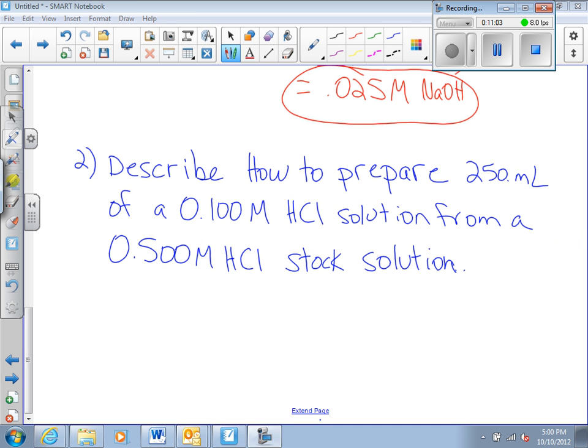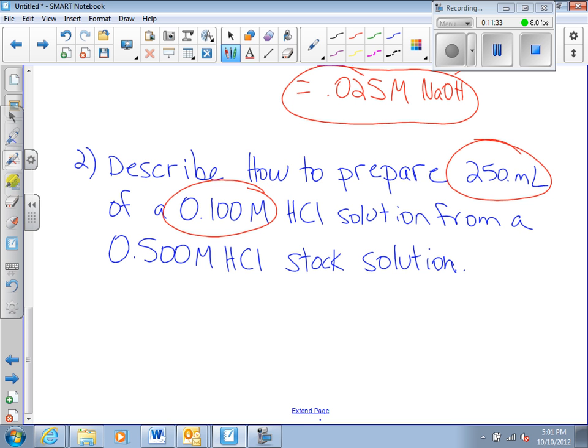Okay, so another problem. Describe how to prepare 250 milliliters of a 0.1 molar hydrochloric acid solution from a 0.5 molar hydrochloric acid stock solution. So, first let's identify what we have. We want to prepare 250 milliliters of a 0.1 molar hydrochloric acid solution. So is that where I'm starting or where I'm ending?